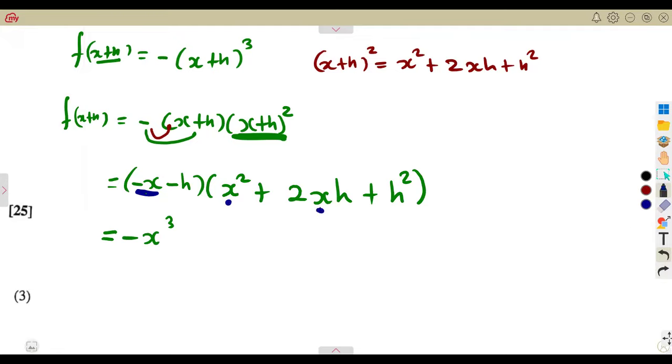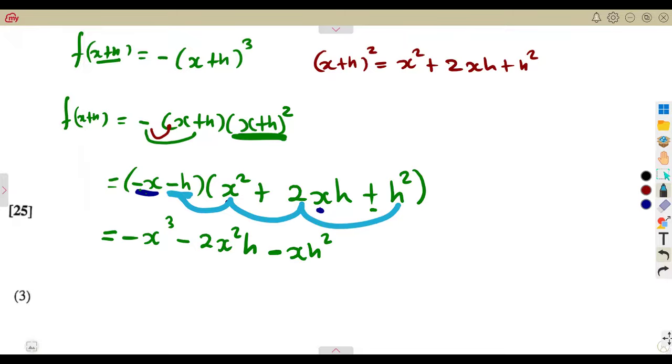So what are you going to have? We are going to have minus, that's a positive, so it's going to be minus 2x squared h, and x squared. Minus x multiplies this part, so that is going to be minus x h squared. So minus x is multiplied by everything in this bracket. You do the same thing for what is remaining, the minus h. It multiplies everything in this bracket again.